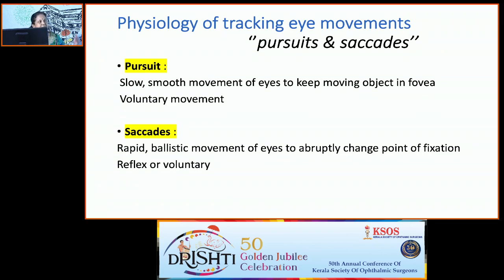Just let me tell you one example. Just imagine Manju Vaidya is walking from there to here. What will your eyes do? Your eyes will be smoothly following her to keep her in the fovea. Then suddenly, Aishwarya Rai there. Just there. What will your eyes do? There will be a rapid ballistic movement of the eye to change the point of fixation. So that is pursuit and saccade.